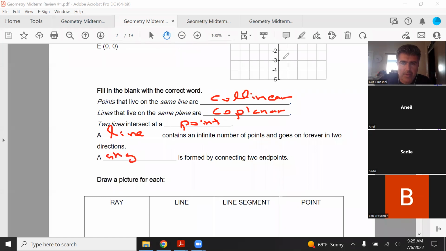Wait, sorry, no, that makes no sense. Sorry, I didn't read correctly. A segment is formed by connecting two endpoints. So if you have two endpoints, you connect them, that's a segment. But going forever in two directions, that's a line.